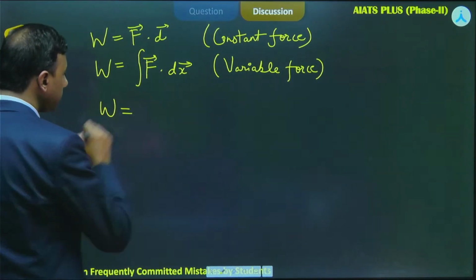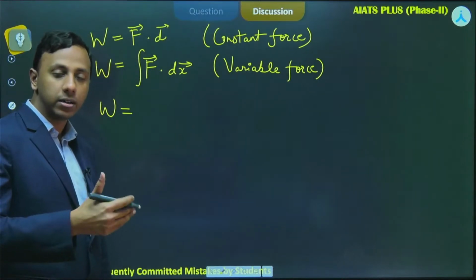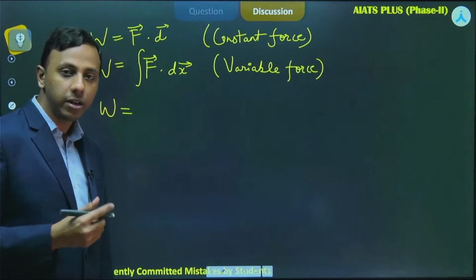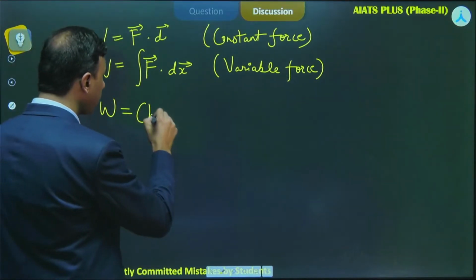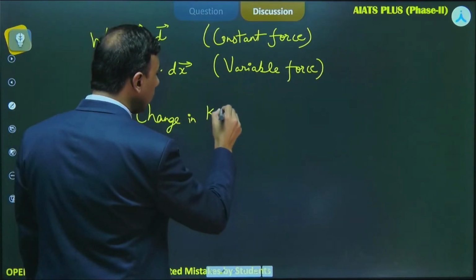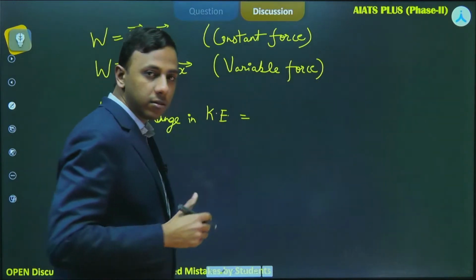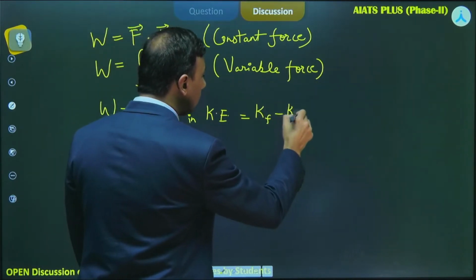And lastly, we had also written another formula for work done. It equals the change in kinetic energy of the body on which work is being done, which means final minus initial, so K final minus K initial.